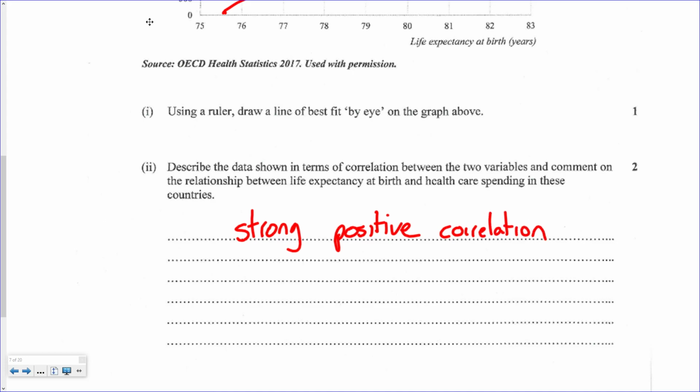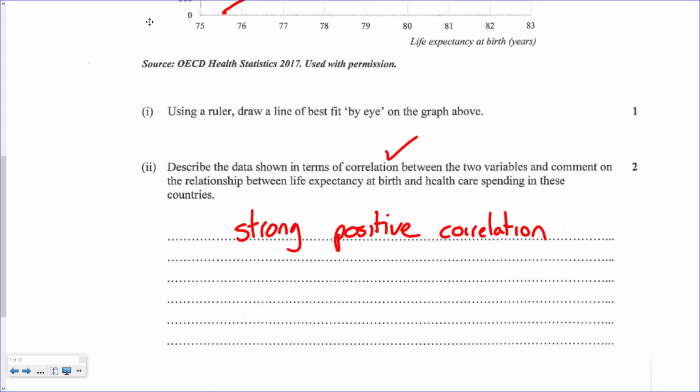And so what that's done is we've described the data in terms of correlation between the 2 variables. So we've done that bit, and now we need to comment on the relationship between the 2. So what we need to say here is, because there is a strong positive correlation, that means that as more money is spent into healthcare, the higher life expectancy at birth there is. So you're just explaining that as one thing increases, the other thing increases.